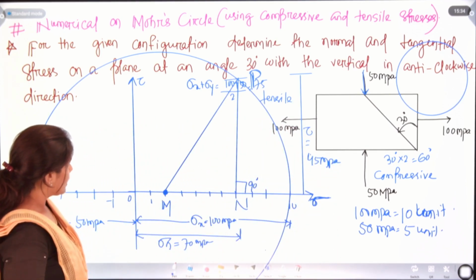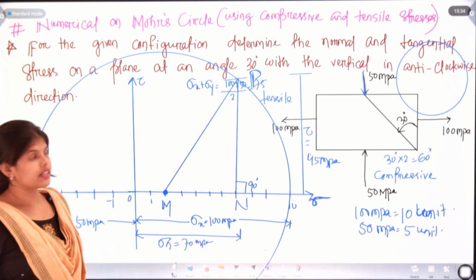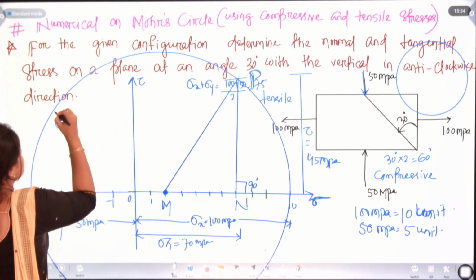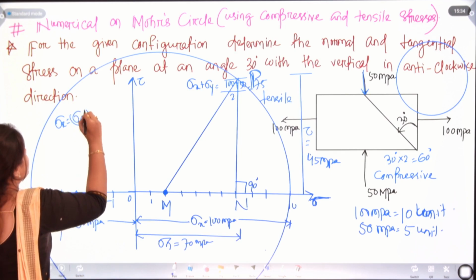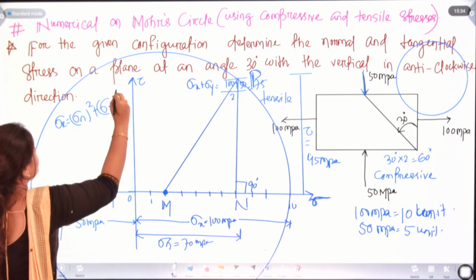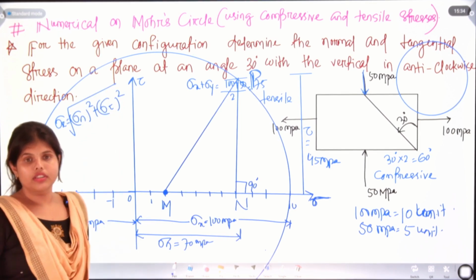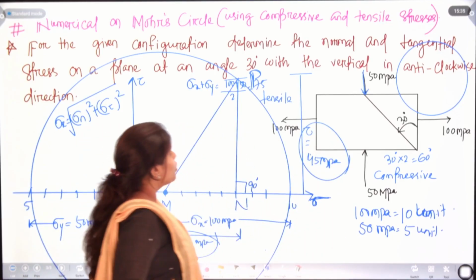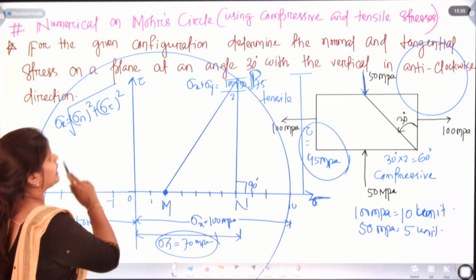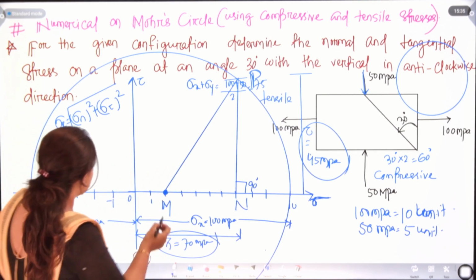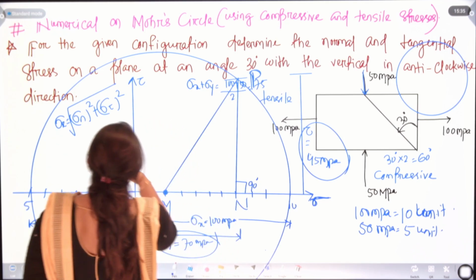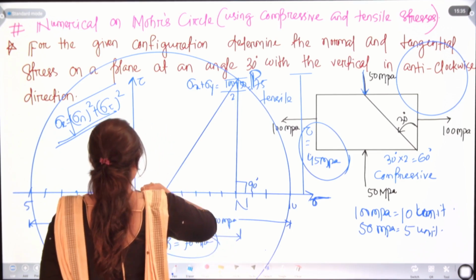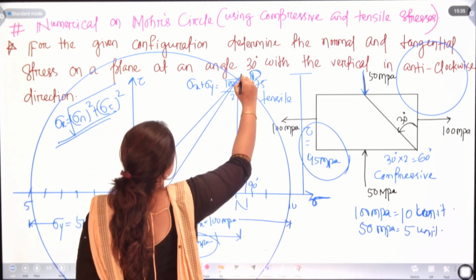Now our work is to find the resultant stress. Resultant stress will be nothing but what? Sigma r is equal to square root of sigma n square plus sigma t square. So we have the sigma n value and we have the tau value. We can use the analytical method, or we can use the Pythagoras method from this to this and find out sigma r. Also we can draw the resultant stress like this.